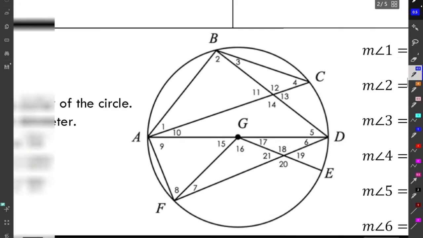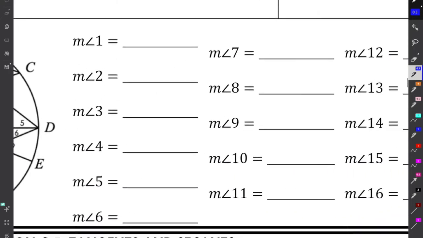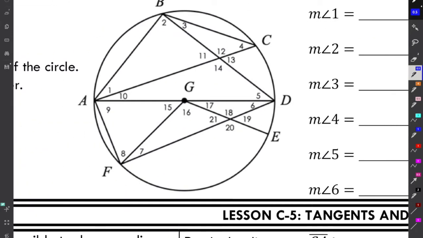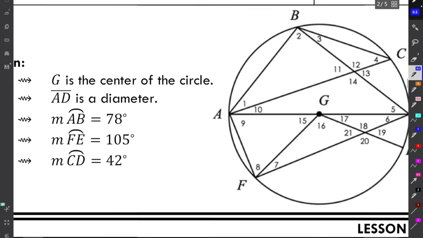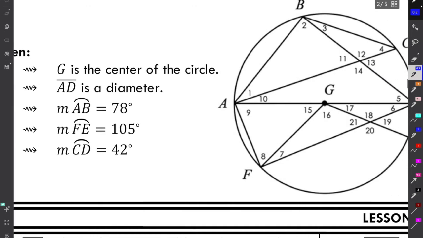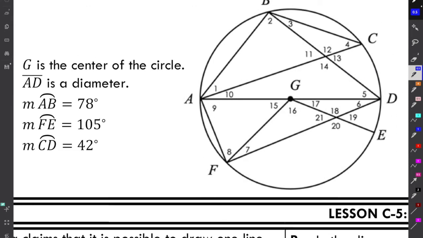Alright, finally we have this huge problem right here. We're going to find 21 different angles here, and we're going to have fun with it too. This will be a mixture of central angles and inscribed angles. So let's see what we're given. We're given that G is the center of the circle, AD is the diameter, arc AB is 78 degrees.